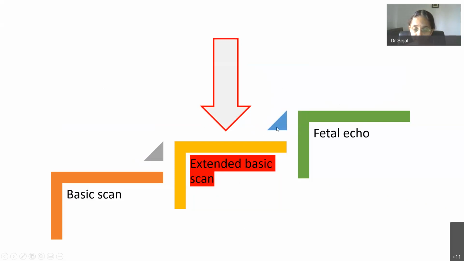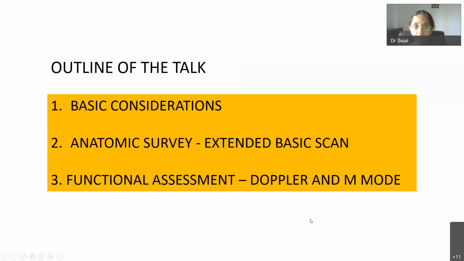Now, an extended basic scan and a fetal echo are almost similar, and today we will learn how to do that stepwise. So today we are going to have the talk in three parts. The first is the basic considerations. Second is the anatomic survey, and third is the functional assessment. The anatomic survey is the one which is going to be a part of the extended basic scan or a fetal echo, because fetal echo additionally will also include the SVC IVC view, the arches, and also the three vessel view.